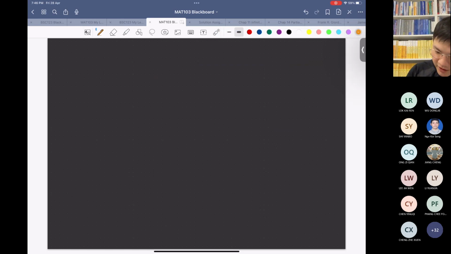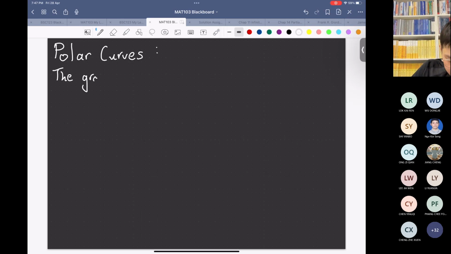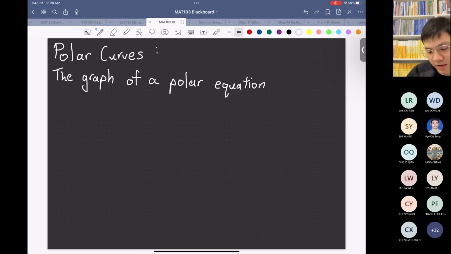We will be ending soon, so let's introduce polar curves before we break off. What's the point of introducing polar curves? Let's describe what a polar curve is first. This is a graph. We have two variables, so we should be able to write one variable in terms of the other. So we have r in terms of theta in this case.